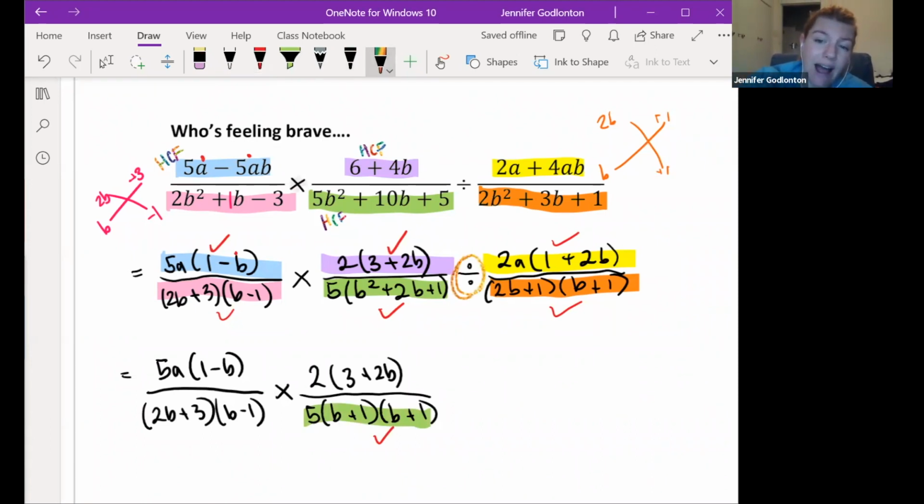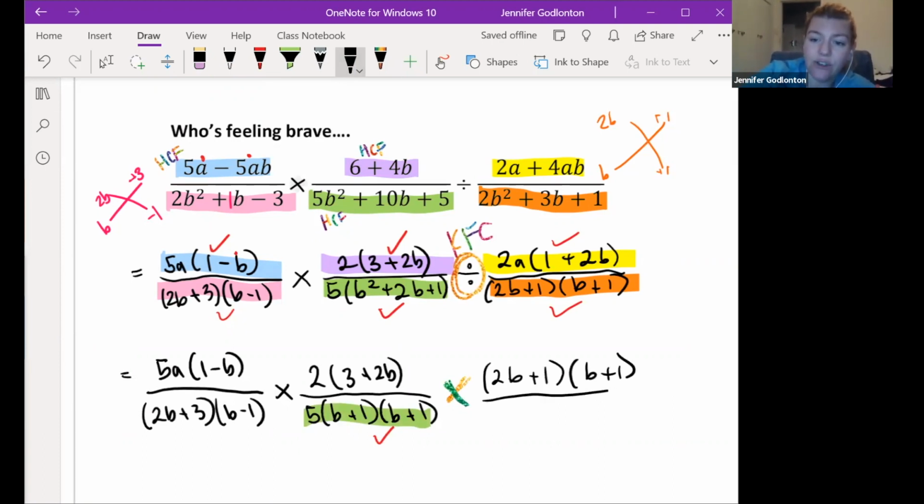Now we've got a divide sign, which means KFC. So we're going to change that to a times, and we are going to flip this fraction. And just for knowing that we have to do that, we get a mark. Yeah, so again, if you said b plus 1 and then 5b plus 5, that's fine. But in this next step, you would need to have this green step over here, where basically you're taking the 5 as a common factor out of that second bracket.